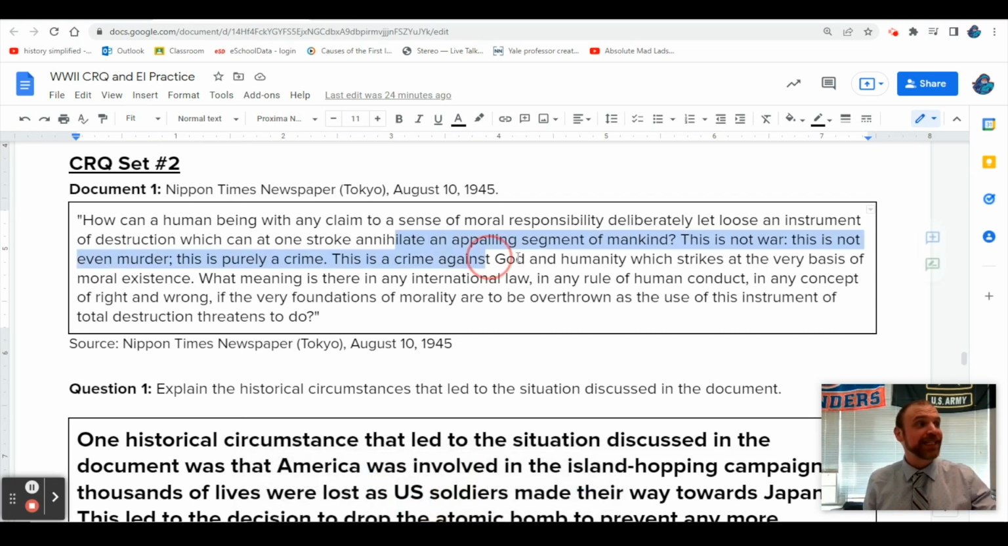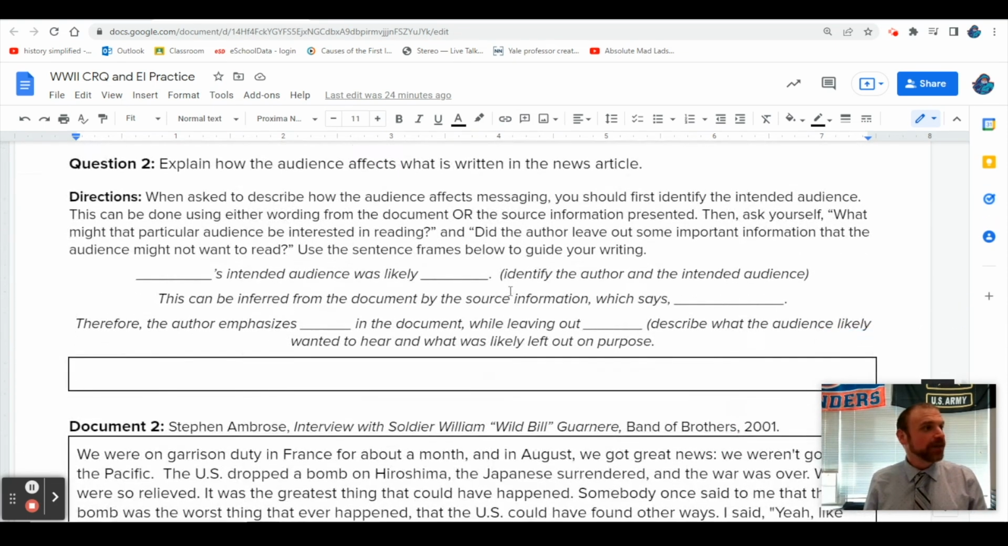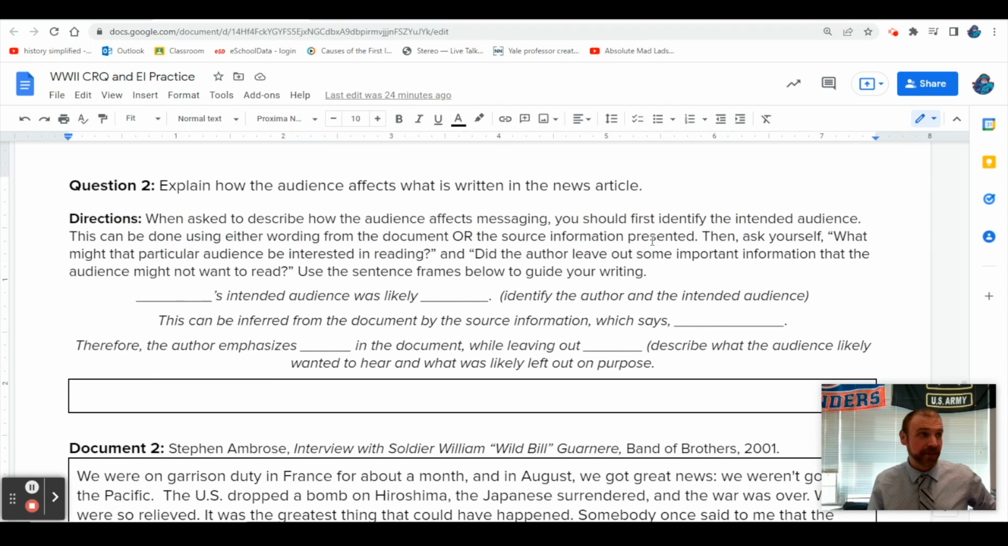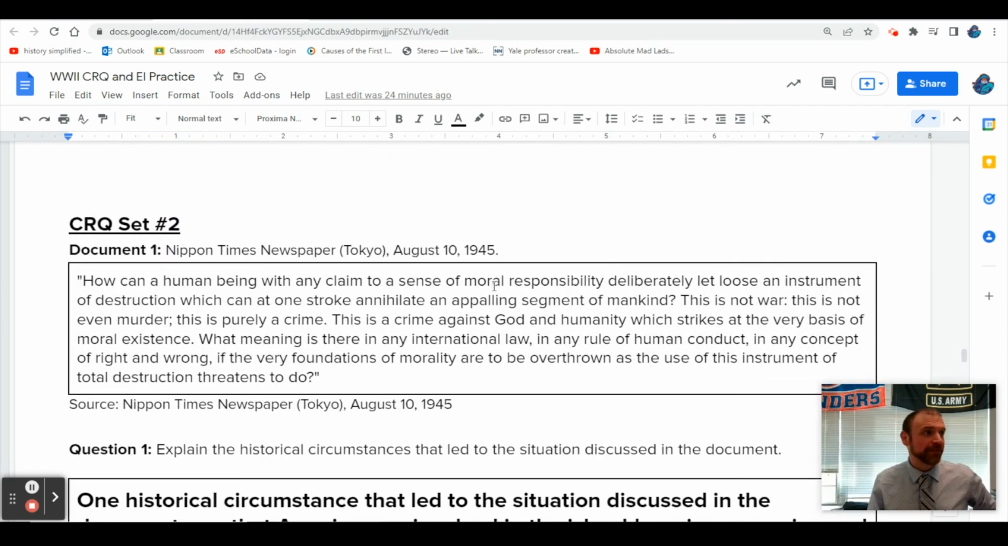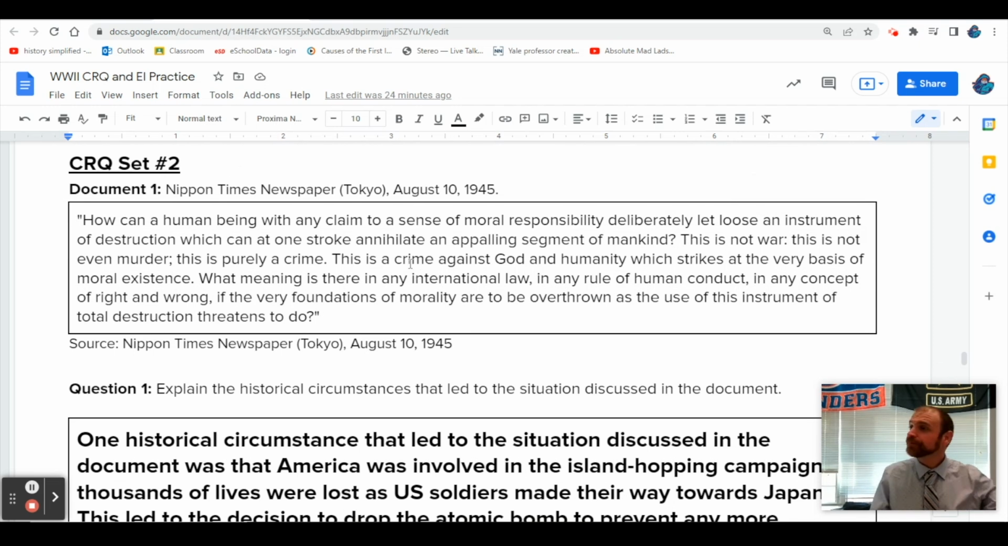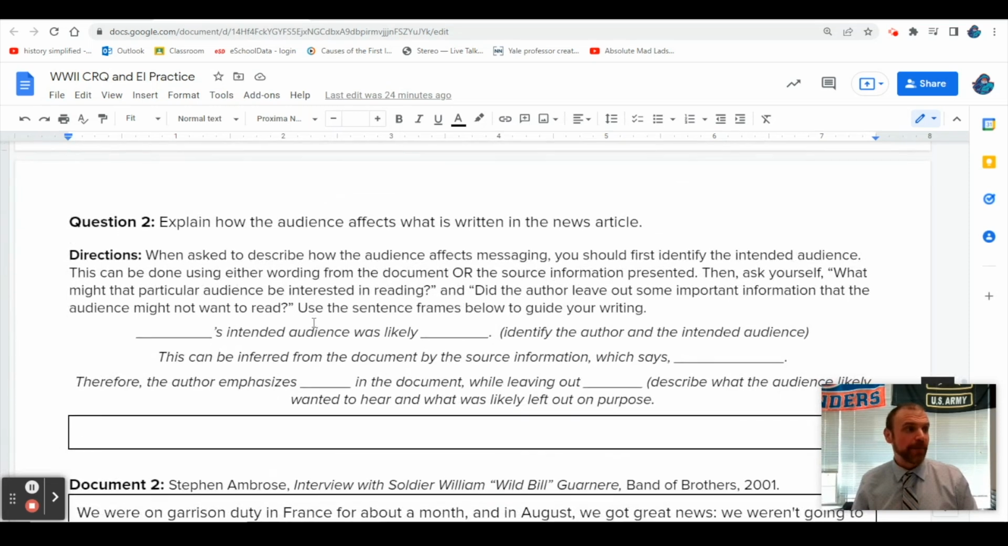So you're gonna try to appeal to the people that are watching or listening, right? You gotta think to yourself, what do these people wanna hear about, right? What's not going to tick them off when they read it? So when you're asked to describe how the audience affects messaging, you should first identify the intended audience. This can be done using either wording from the document or the source information presented. Right? Since this information is talking about how the Japanese were affected negatively, or rather how there's a negative effect with the atomic bomb, I can infer that the audience is Japanese people. Or I could pull the fact that the newspaper was published in Tokyo, right? Which can also show me that it was intended for a Japanese audience.